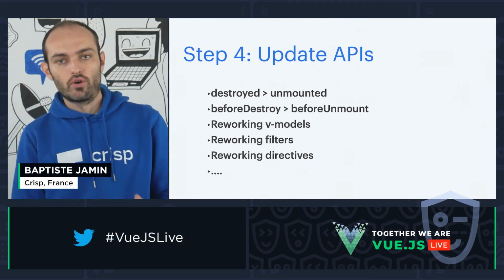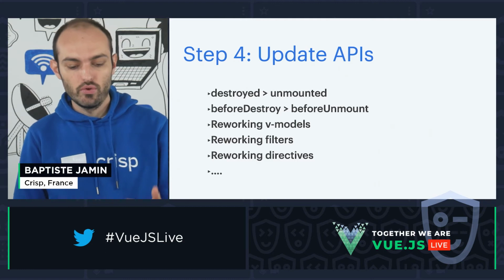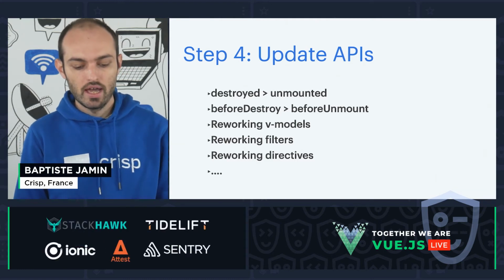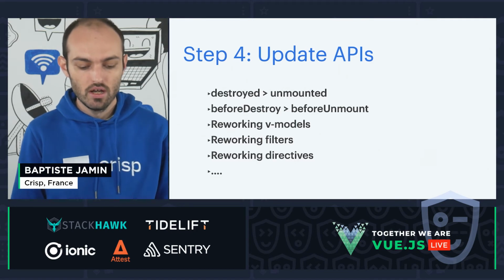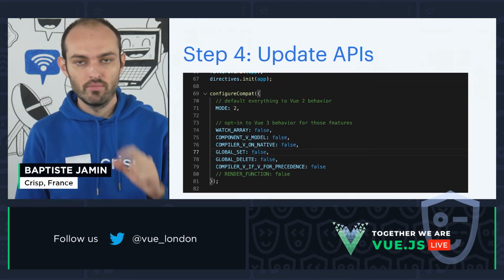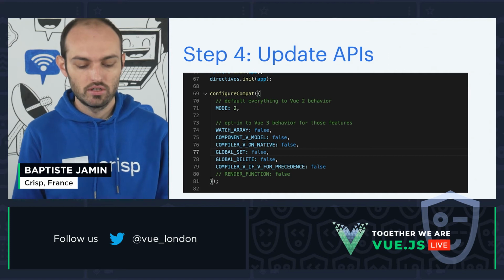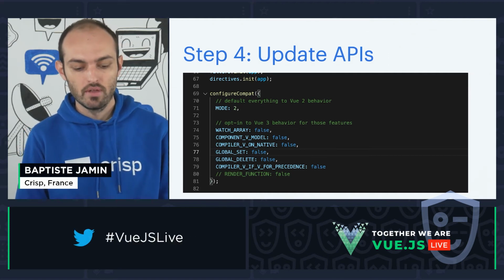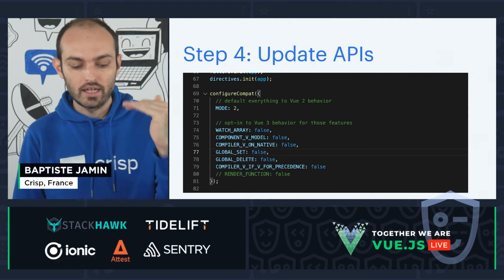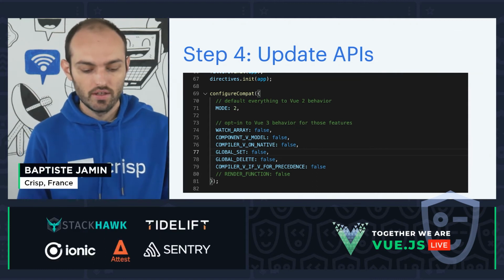So we did that for all the new Vue 3 APIs. And once we moved the Vue 2 APIs to Vue 3 APIs, what we did is we disabled the compatibility mode for those specific features. It allowed us to track the progress of the migration.